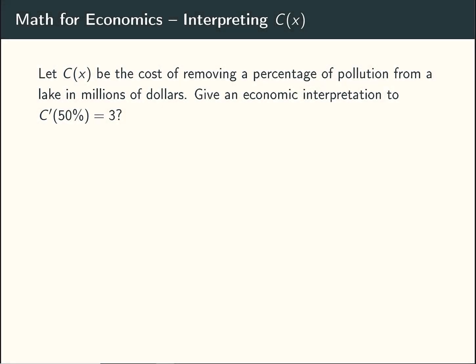Let's think a little bit more about the economic interpretation of a derivative. The question says, let C(x), a function, be the cost of removing a percentage of pollution from a lake, expressed in millions of dollars. Give an economic interpretation to C'(50%) = 3. So we know that the instantaneous rate of change is 3. If we think of the incremental cost of removing 1% of all the pollution in a lake, it's going to cost $3 million.